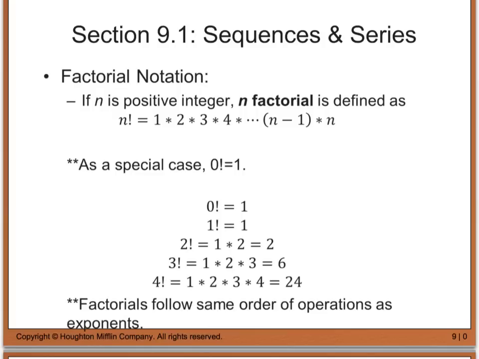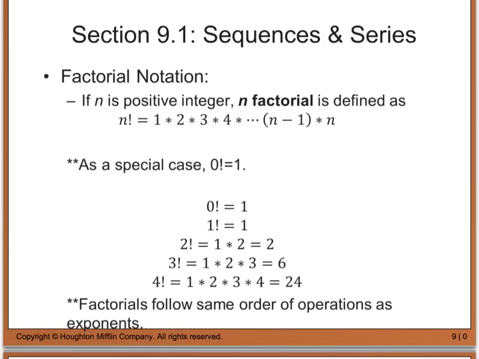So the one thing we have to look at is a special case. 0 factorial does equal 1. Just like 1 factorial equals 1, 2 factorial is 1 times 2, which is 2. 3 factorial means 1 times 2 times 3, which is 6. 4 factorial is 1 times 2 times 3 times 4, which is 24, and so on.